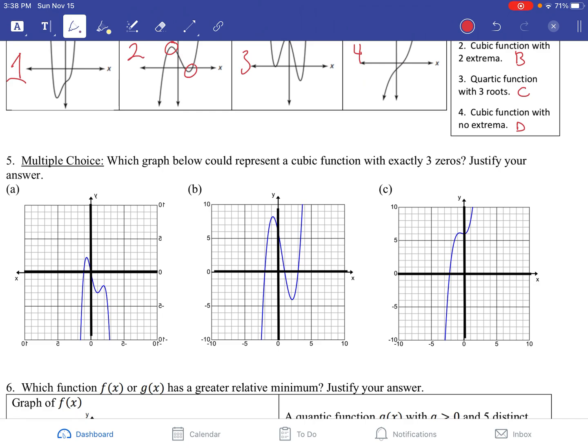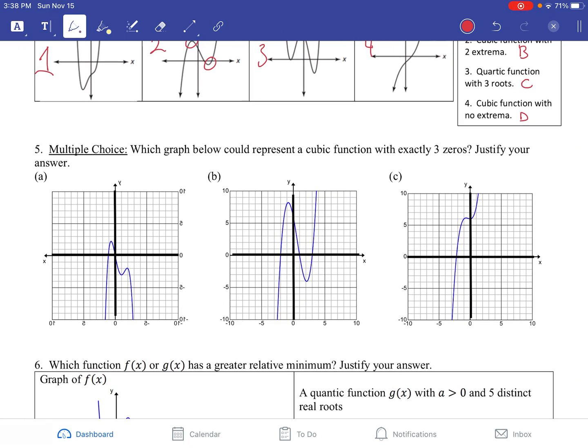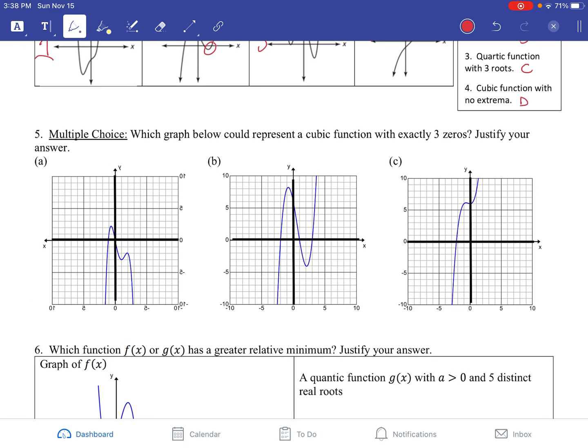All right. Look at this one. Multiple choice. Which graph below could represent a cubic function with exactly 3 zeros? Okay. So cubic function means it's x to the 3rd. We're looking for an odd degree, which means that it has to start and end in different directions. Well, that cancels out letter A because it starts and ends both going down. 3 zeros, here's 1, 2, and 3, so it's going to be B, because C only has 1 zero.